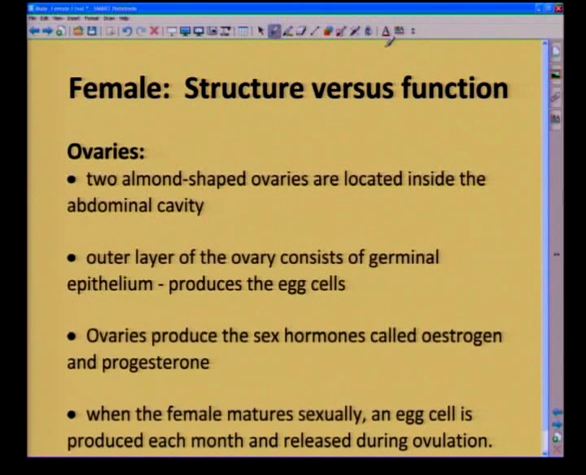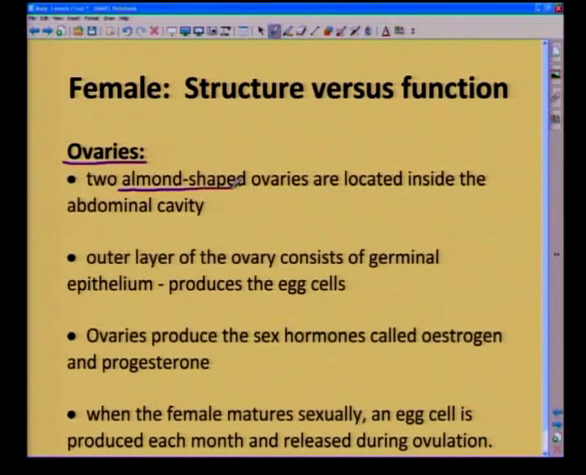Now, if we look at structure versus function, as we did with the males, we start off with the ovaries. Now, ovaries are almond-shaped. They're very small, and they are within our abdominal cavity, which is nice because our reproductive system as females, everything is nicely, comfortably protected here in the abdominal cavity, and it's protected by our pelvic bones, and at the back, sorry, by the sacrum. All right. Nicely protected. Why?